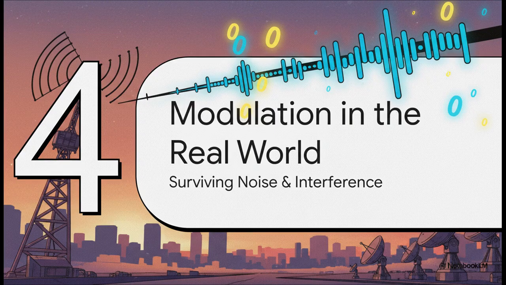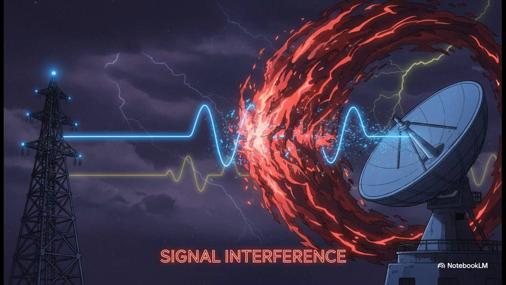So far, we've been talking about this in a perfectly quiet, clean environment. But the real world, it's chaotic, it's noisy. So let's look at how these techniques adapt to survive out there in the wild. I mean, real-world signals are just swimming in a sea of noise. You've got interference from other Wi-Fi networks, from microwave ovens, you name it.